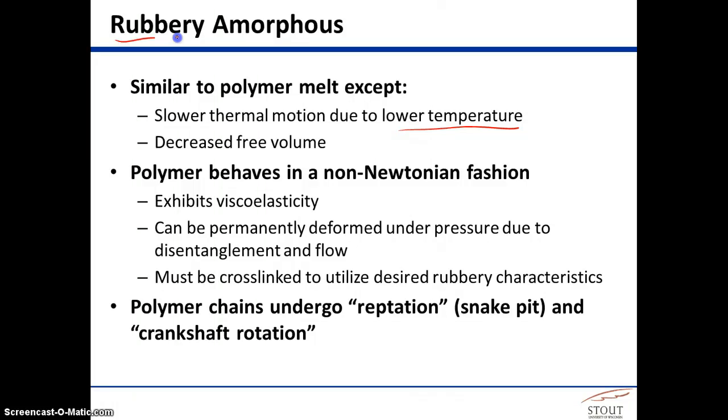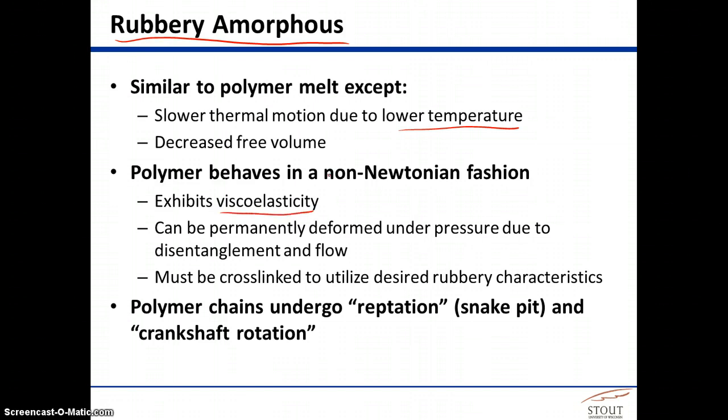And so in that rubbery amorphous phase, which remember is in between the glassy phase and the molten phase, it's that in-between transition, there is decreased free volume, which is a direct result of that lower temperature and therefore lower average kinetic energy. So in this phase, the polymer behaves in a non-Newtonian fashion. Remember that this is the range where you get viscoelasticity.